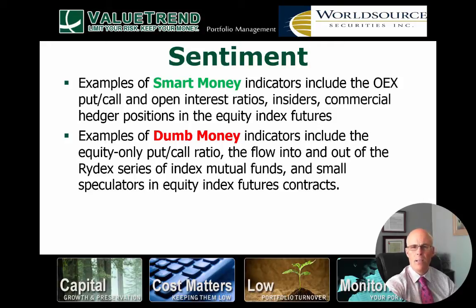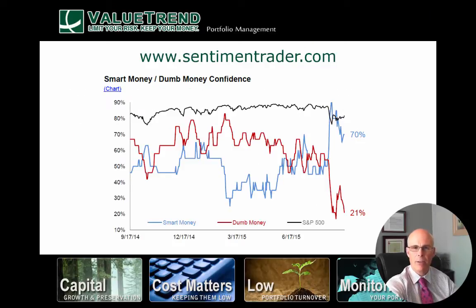Smart money tends to be those in the know, so commercial hedgers, large pension managers that might trade index equity futures. Dumb money tends to be the retail investor, and by the way, that's me too. So we're all dumb money. The point is that we have to realize that we're dumb money and try not to act according to our instincts, and instead we want to act like the smart money, or at least follow what the smart money is doing. And there's a really good way of following what both the smart money and the dumb money is doing, and that is at a website called sentimenttrader.com.